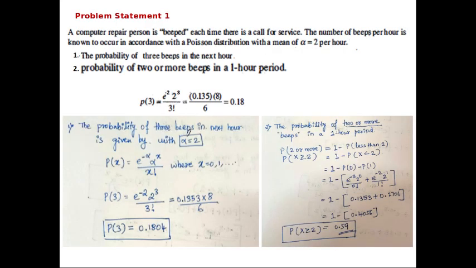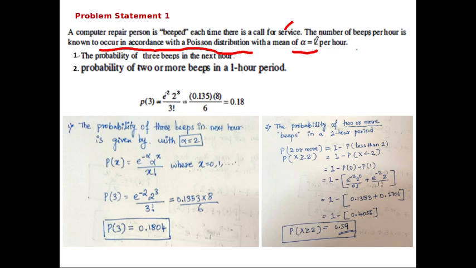So, let us solve the problem. A computer repair person is beeped each time there is a call for service. The number of beeps per hour is known to occur in accordance with a Poisson distribution with mean alpha equal to 2 per hour. Find the probability of 3 beeps in the next hour and the probability of 2 or more beeps in a 1 hour period. So, this is a problem related to the Poisson distribution.